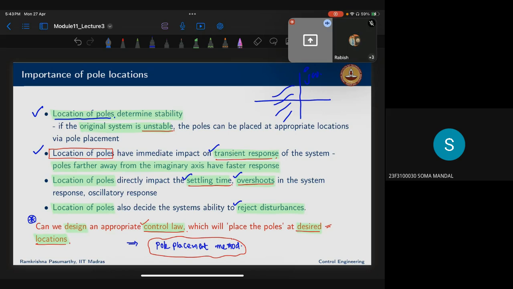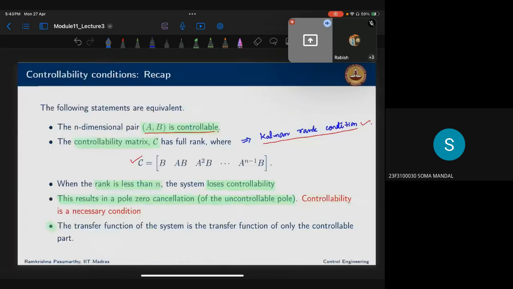Right, now the question is, is it possible to locate the poles wherever we are interested, or to our desired locations? That is nothing but the pole placement method, meaning placing the poles to our desired locations. Now we are going to see this pole placement method.